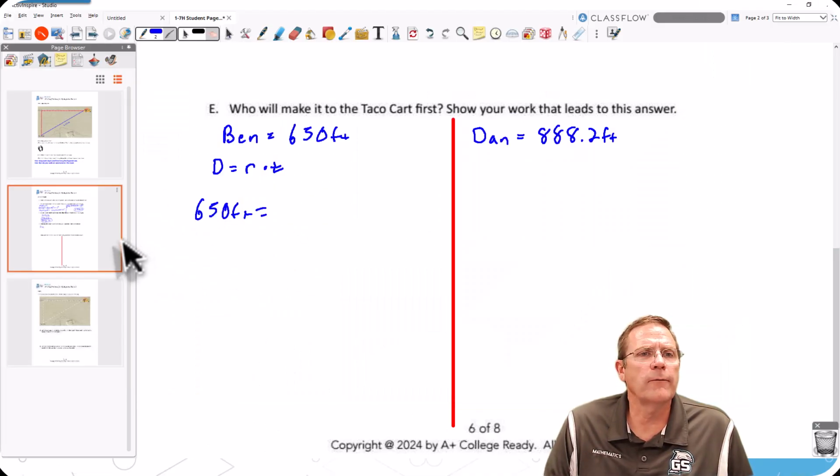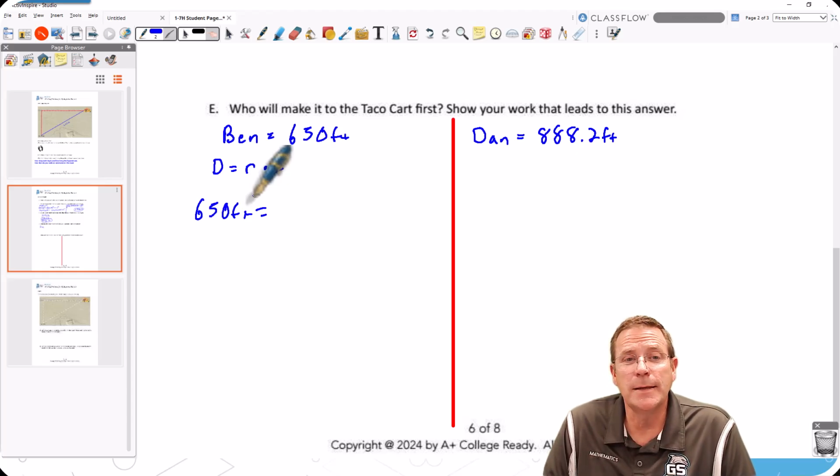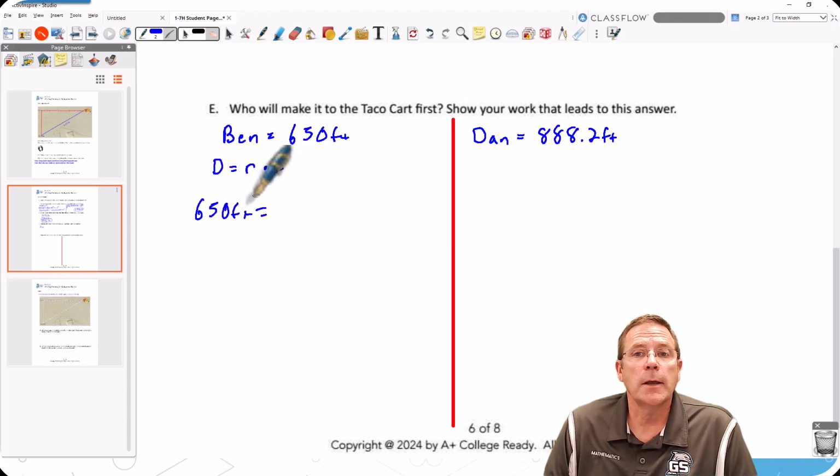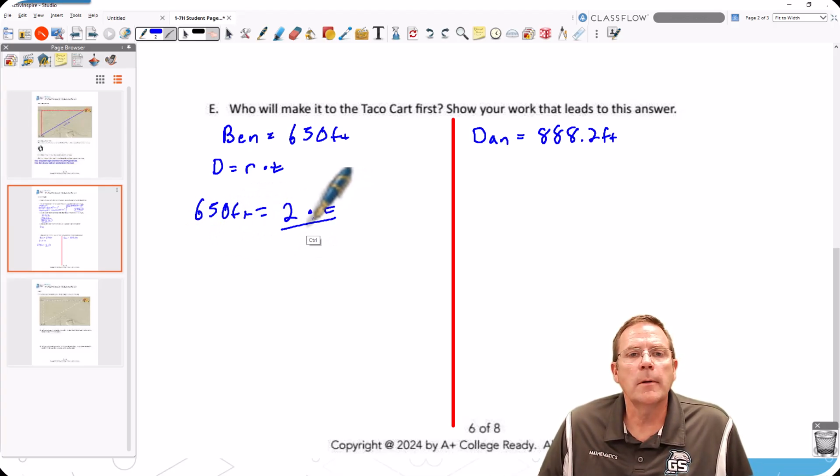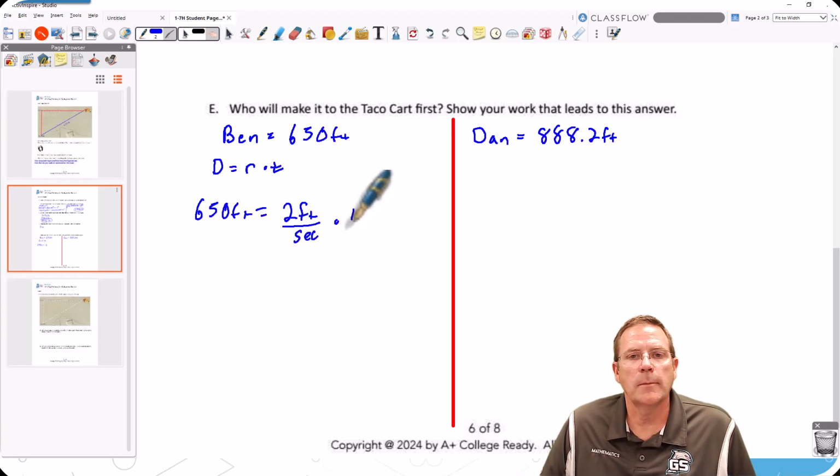And just verifying it, Ben took the direct route, so Ben is going to end up being easy. For this one, the rate is going to be equal to 2 feet per second times some amount of time. So if we were to divide both of these by, let me show you how to do the proper division of 2 feet per second times time.